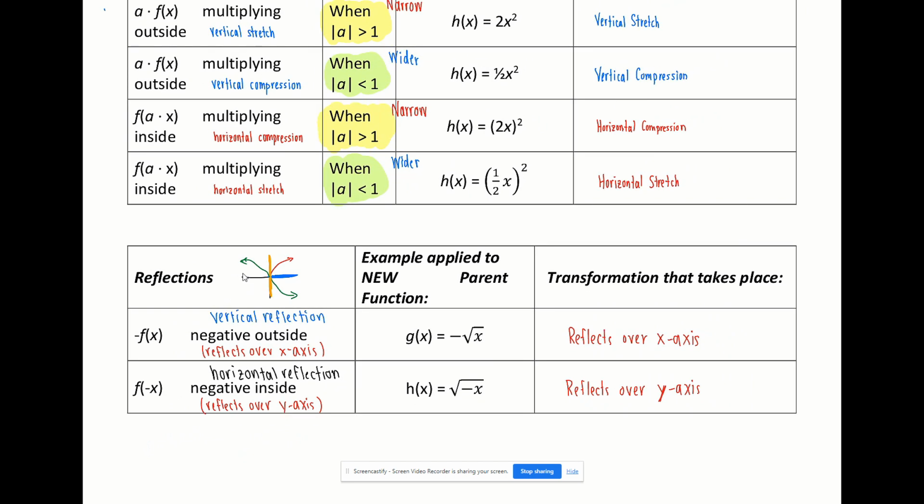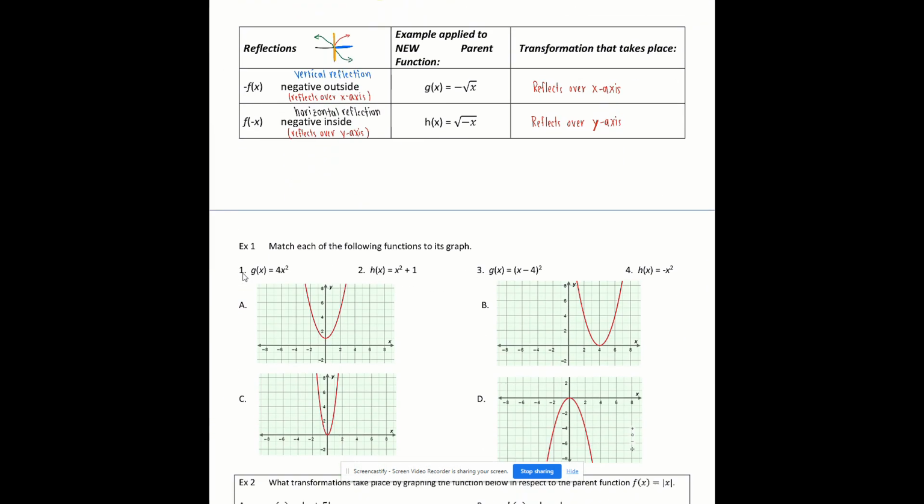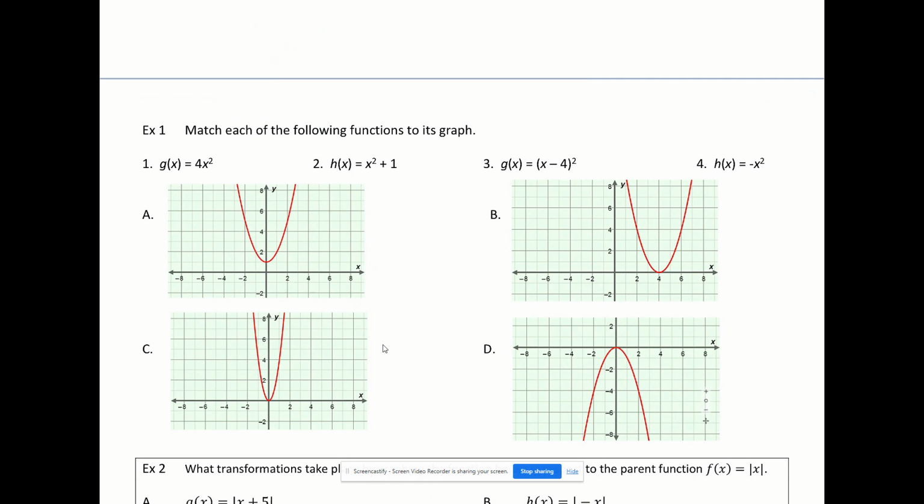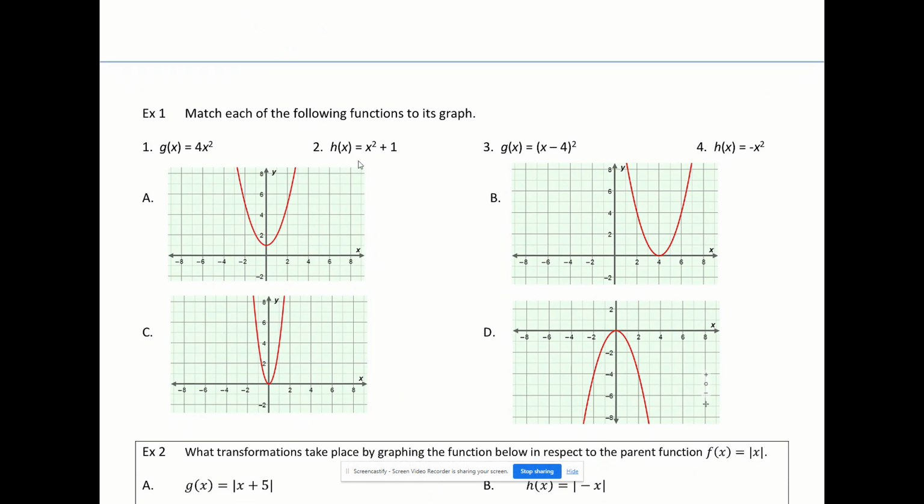All right, so let's look at some examples together, and then you can have a homework assignment that you can work on in class, and you'll have plenty of time to do it. So first of all, look at these different transformations, and we're matching them up with the graph that is correct. All right, so here we go.